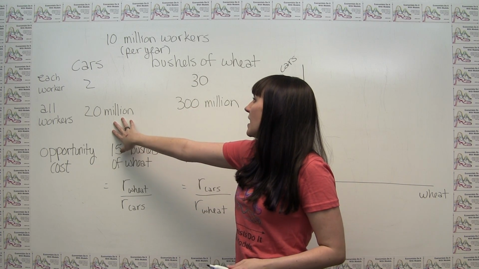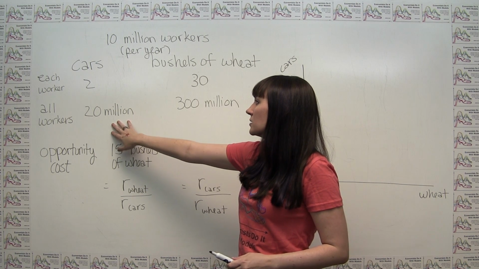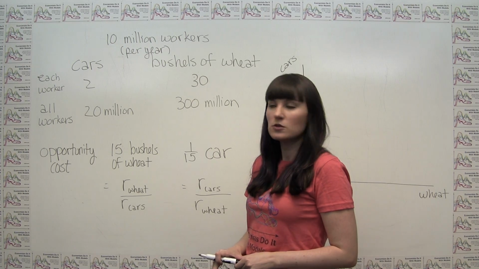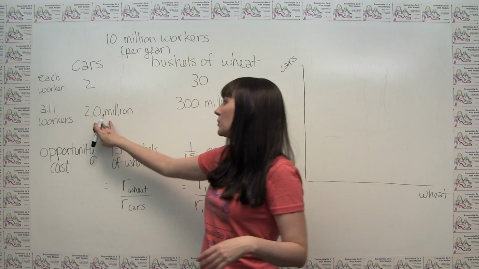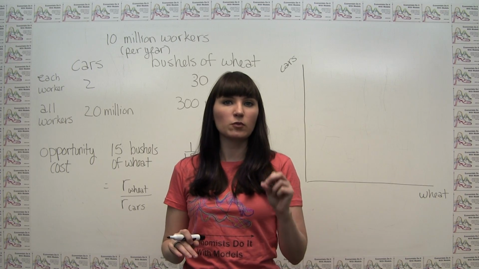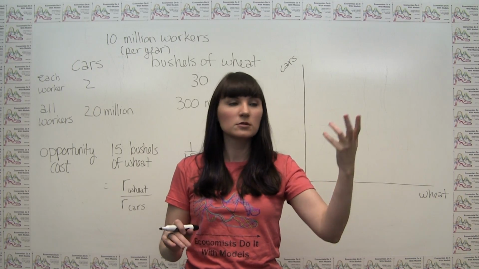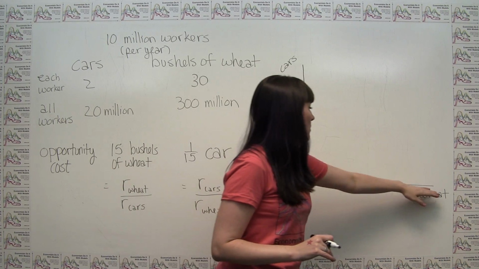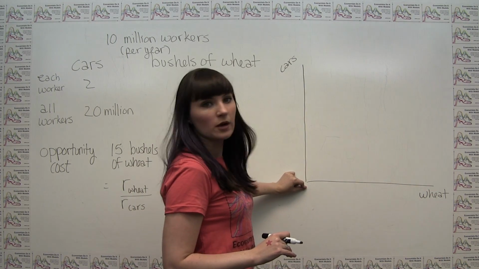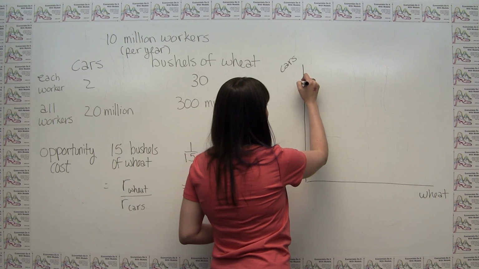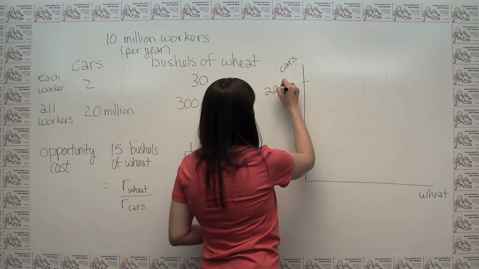So if Canada were to only make cars, it could make 20 million cars in a year. So if it chose to make no wheat, it could make 20 million cars. So the point 0 bushels of wheat, 20 million cars, should be on our production possibilities frontier. So on the wheat axis, we'd be at 0, so it'd be all the way over here. And on the cars axis, we'd be at 20 million.